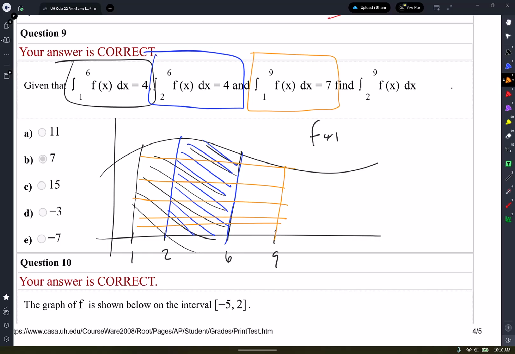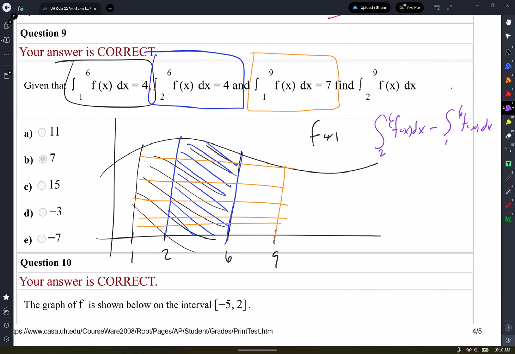All right, Ms. Houston, tell us what you did. I took the integral from 2 to 6 and subtracted from the integral 1 to 6. And then whatever you get from that, get the integral from 1 to 9 and just subtract it. So she took the area from 2 to 6. That's the blue stuff. And she subtracted the area from 1 to 6. And then she's just left with the area from 1 to 2.